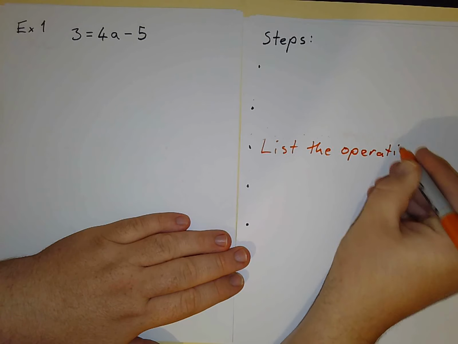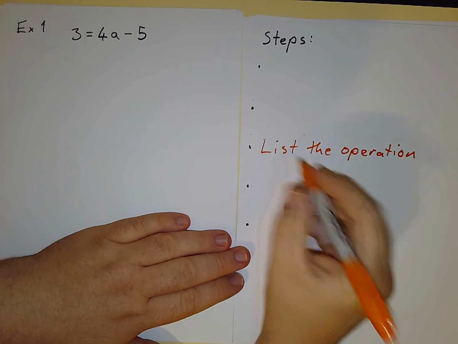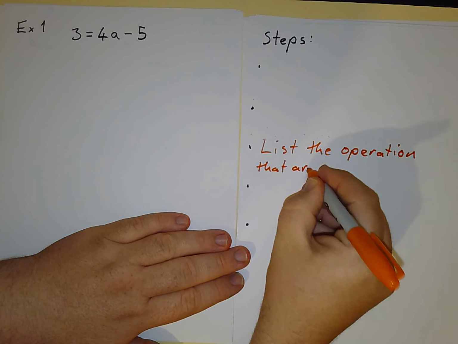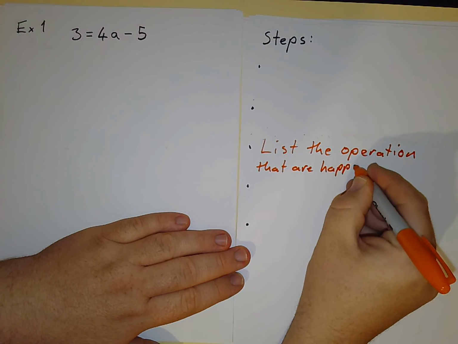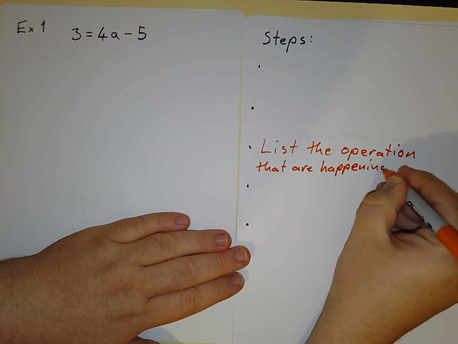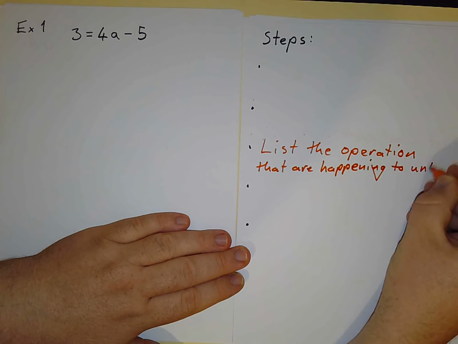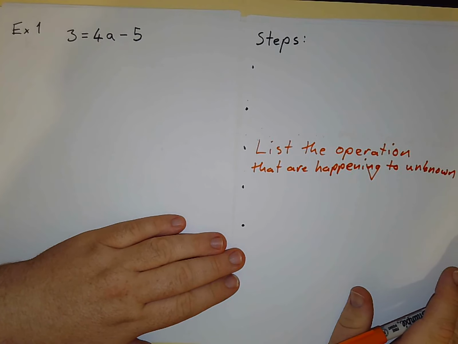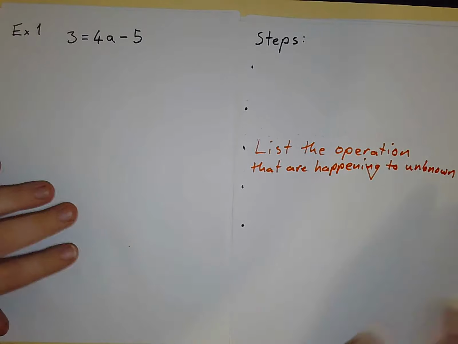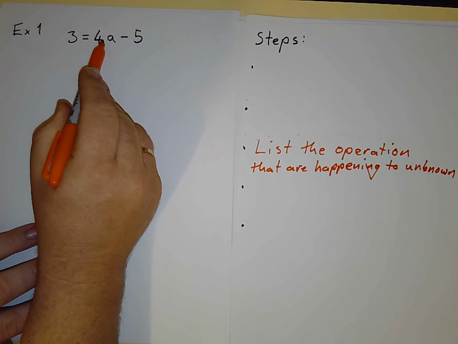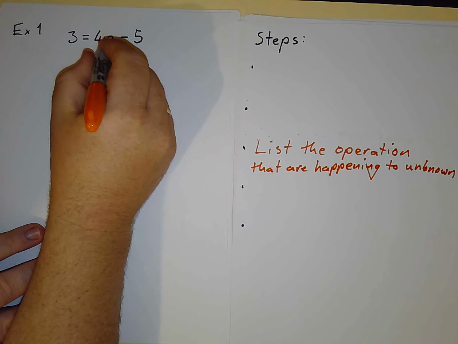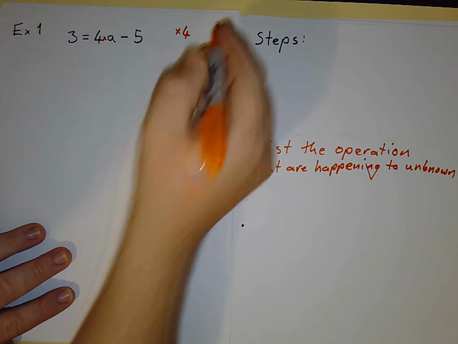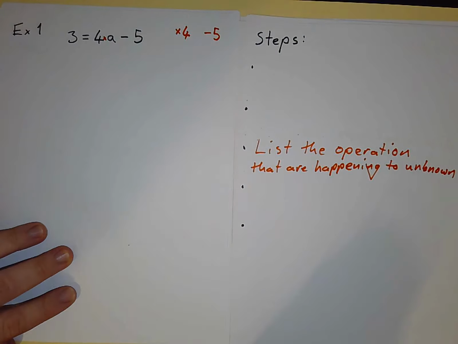So I'm going to start here, and the first step with a problem like this is to list the operations that are happening to the unknown. Well, that's almost off the page, sorry. Just move that in. So in this case, the unknown's a. Things that are happening to this a is that there's a 4a, that's 4 times a. So the first thing that's happening is times 4, and then we've got this minus 5. So the second thing that's happening is a minus 5.